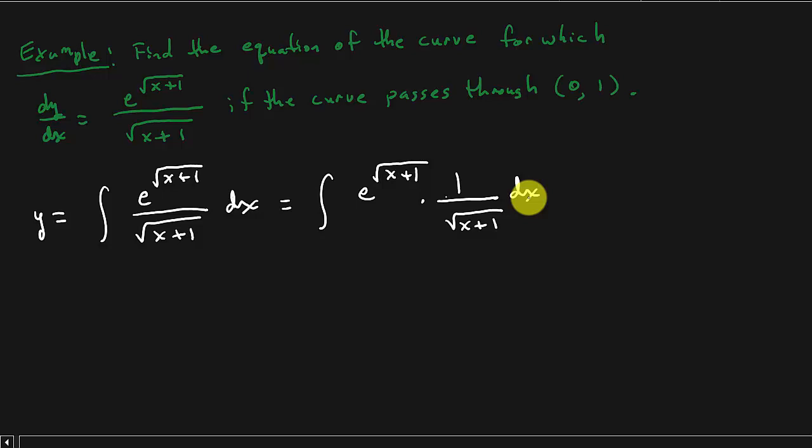So we can see that. All right, so let's let u equal the exponent. So u equals the square root of x plus 1, and then du is equal to the derivative of that. You can take the square root of x plus 1 and do the chain rule to find the derivative.